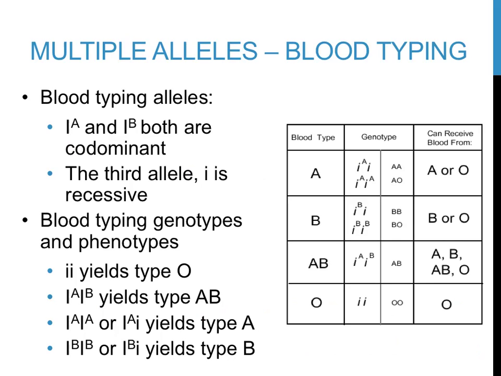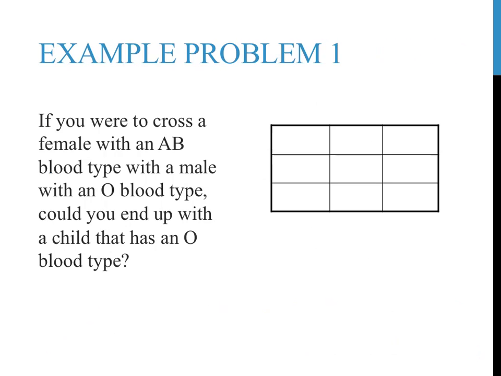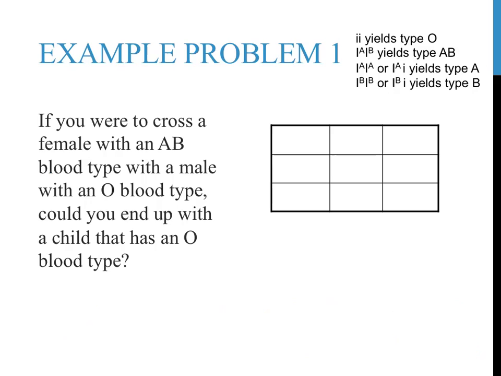The first example problem here reads, if you were to cross a female with an AB blood type with a male that has an O blood type, just like problems involving incomplete and codominance, I would start with these sorts of problems by making a key for different genotypes and phenotypes. It can be a lot easier and faster to interpret problems if you use a key in this way. Refer to the key at the top right of this page until you get a hang of blood typing Punnett squares. They can be a bit confusing.